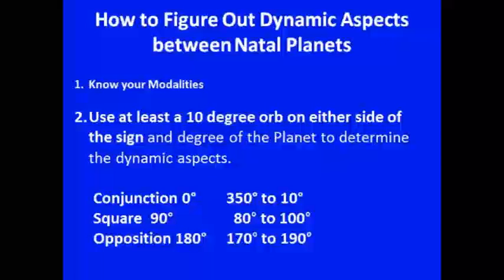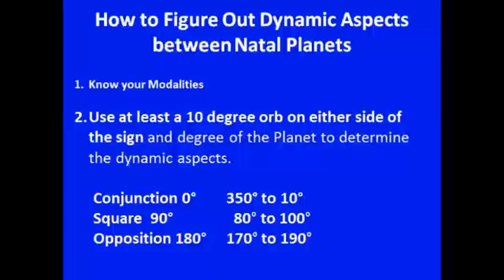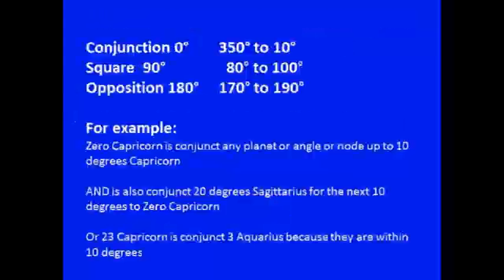The next thing to know, once you know your modalities, which is really helpful, is also your symbols of the signs and the planets, so you know what you're looking at when you're looking at a chart. And then use a 10-degree orb on either side of the planet to determine the dynamic aspects. So I'm going to walk you through this step by step. If we look at, for example, the sun at the winter solstice point, and a person is born on that day when the sun is at 0 Capricorn, then it will be conjunct any planet, angle, or node up to 10 degrees Capricorn.